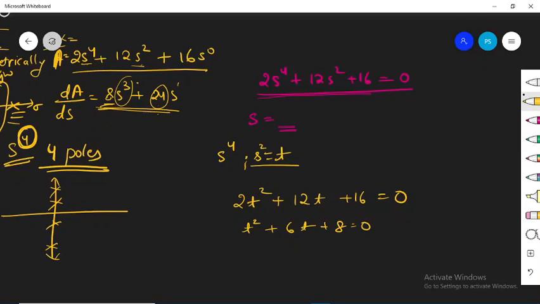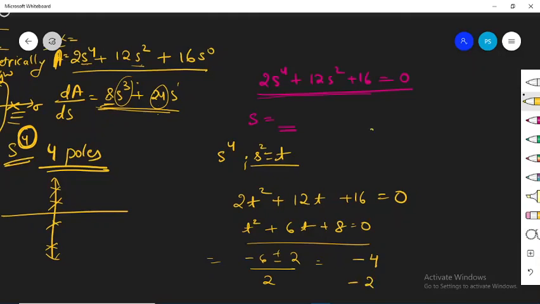Okay, and if you find out the roots of it, it will become minus b plus minus under root b square minus 4ac by 2. Okay, solving that you can find out ki this will become minus 6 plus minus under root 36 minus 32 divided by 2. So it's going to be plus minus 2 divided by 2. One of the values will become minus 4, another value will be equal to minus 2.